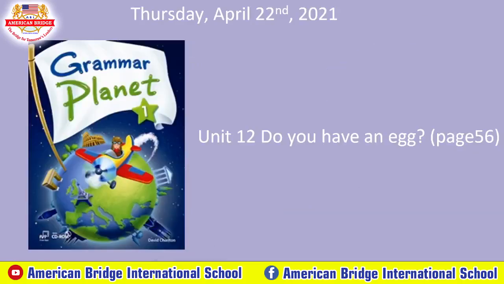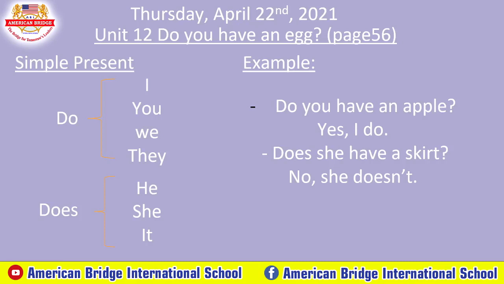So today our book is Grammar Planet 1, and teacher wants you to prepare your book right now, and we will start our lesson about Unit 12. Do you have an egg? On page 56, right? Okay, so before we start, teacher wants you to prepare your book, your notebook, and your pen. So right now let's move to our whiteboard for today that is related to our lesson.